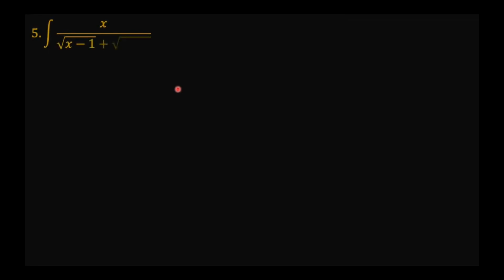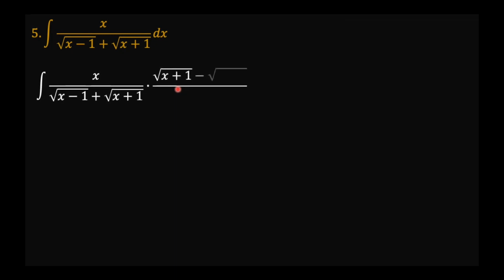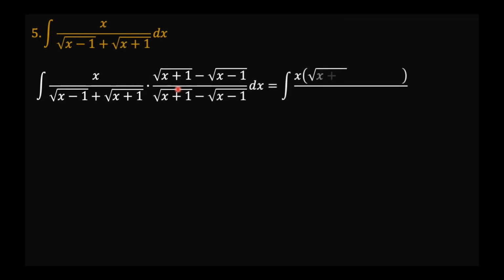So on to problem number 5, the integration of x over (x times the square root of x minus 1 plus the square root of x plus 1). The first thing I would want to do is try to simplify the denominator by multiplying both the numerator and denominator by the difference of the root of x plus 1 and the root of x minus 1, such that this is the product of the sum and the difference.